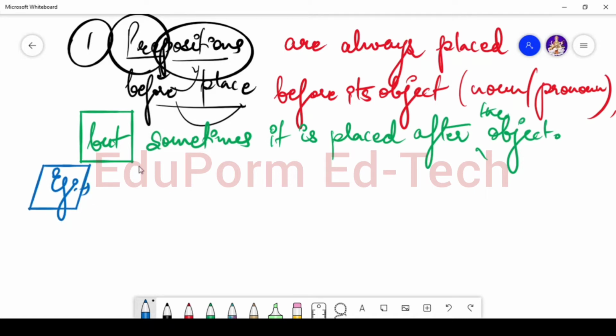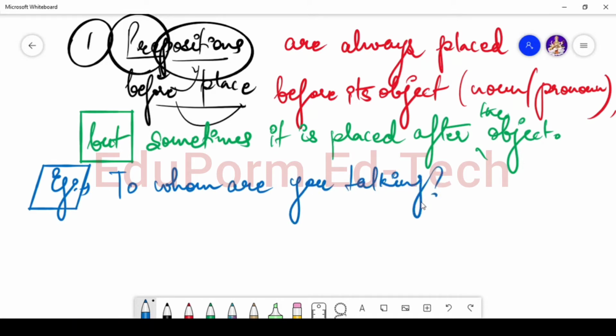Let's say for example, if I'm saying, to whom are you talking? तुम किससे बात कर रहे हो? ठीक है? तो अगर हम लोगों को ये simply बोलना है that to whom are you talking? Okay? तो in that case how are you going to say it? Are you going to use to whom are you talking?